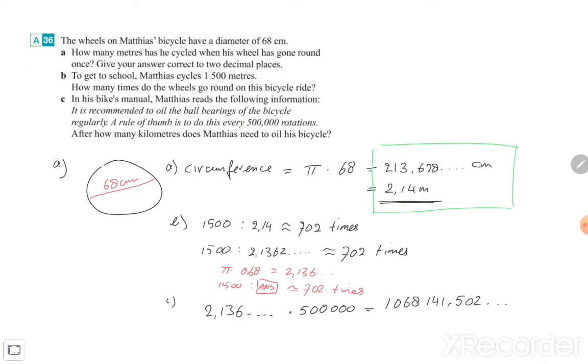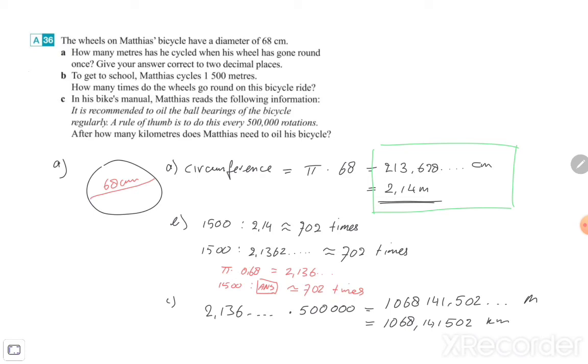But they ask the question after how many kilometers. So this is in meters, so we need to convert it to kilometers. So we need to move the comma 3 places to the left. And you get 1068.141502 kilometers.